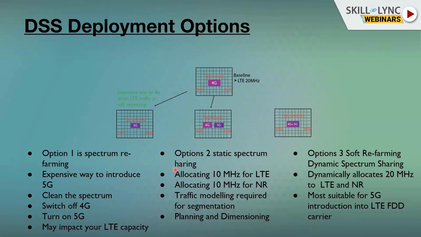So option 2 is your static spectrum sharing. It's like you're allocating 10 megahertz for LTE and 10 megahertz for NR, and that's your static spectrum, and that's all that's going to be used. It doesn't matter what the traffic conditions are.